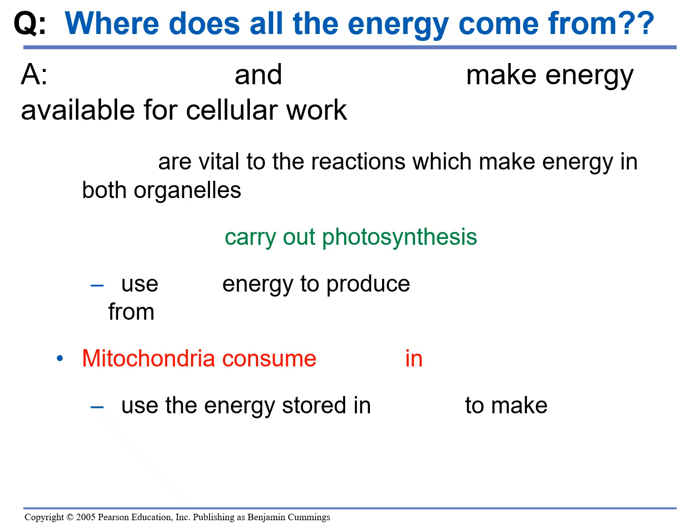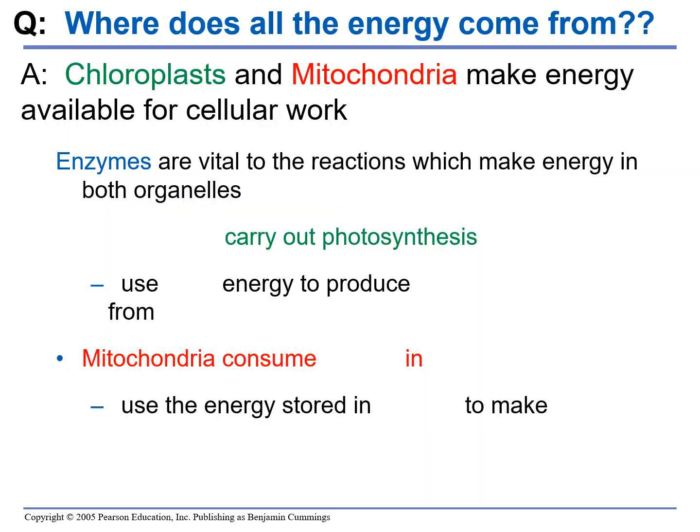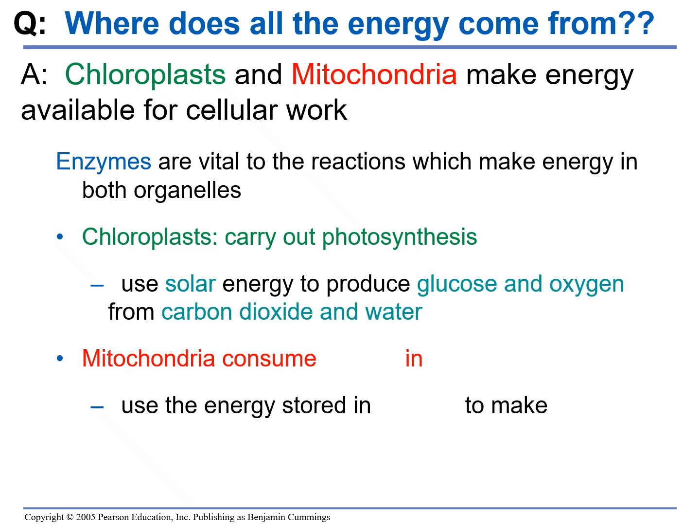So where does energy come from? The answer is that chloroplasts and mitochondria make energy available for cellular work, and enzymes are vital to reactions which make energy. Chloroplasts carry out photosynthesis, and they use solar energy to produce glucose and oxygen from carbon dioxide and water. Mitochondria consume oxygen in cellular respiration and use the energy stored in glucose to make ATP. This is a short introduction of our next unit, which is going to be cellular respiration, and then after that, we'll explore photosynthesis.